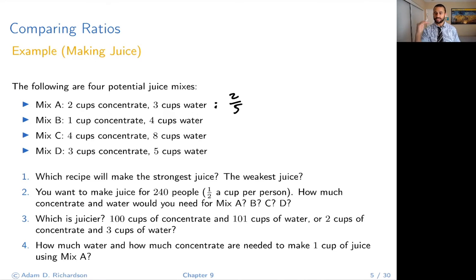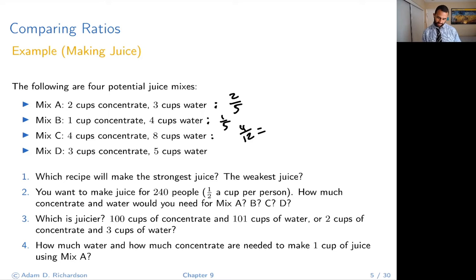And then I'm going to go down and do the same thing. For mix B, the ratio of concentrate to the total mix is 1/5 because there's 5 cups there. For mix C, the ratio of concentrate to total mix is going to be 4/12.